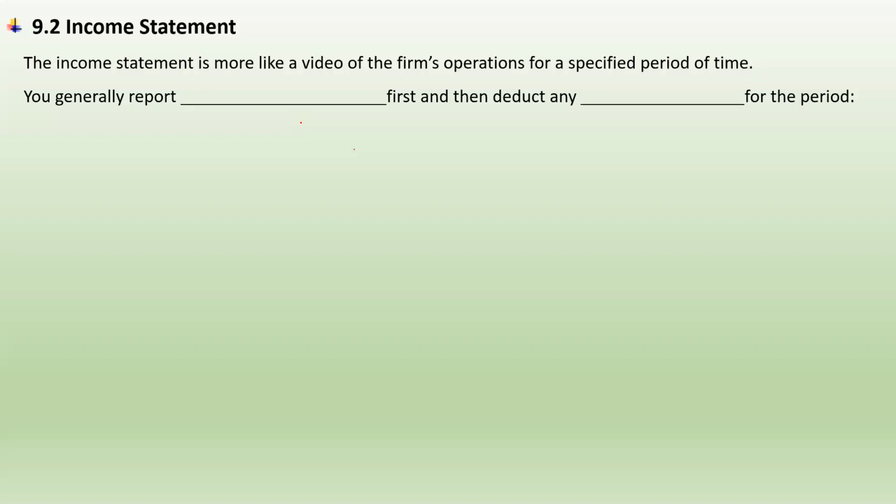For the income statement, we want to know, over a time period, how much revenue we generate and how much net income we generate. We report the revenue first, then we deduct expenses for this period. And we all know income equals revenue minus expenses.